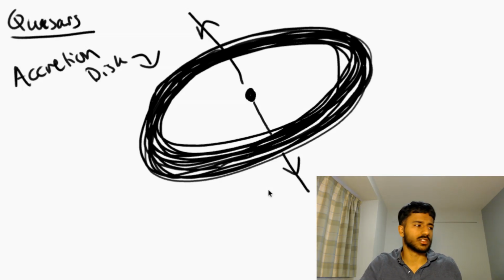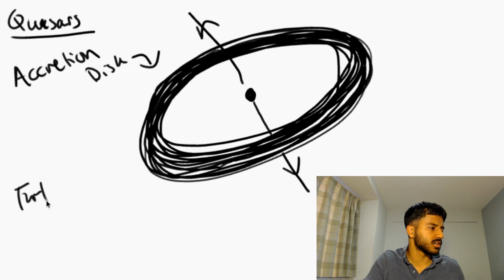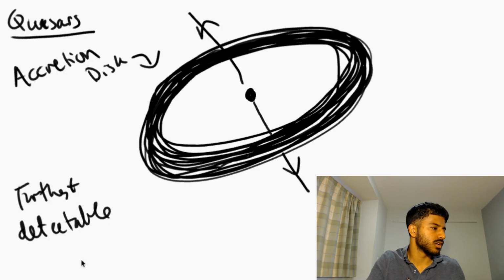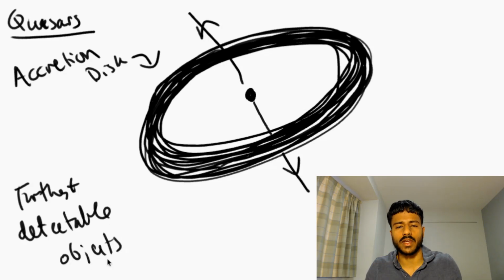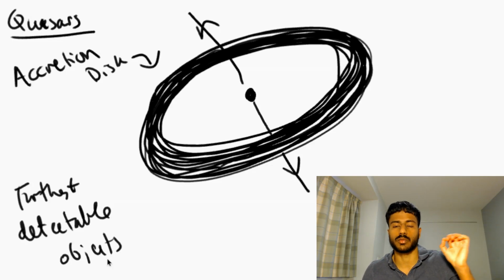What's special about quasars is that these are the furthest detectable objects in our universe, and that is because they emit such a great amount of energy that we can detect them from so far away. So these could potentially emit the amount of energy equivalent to hundreds of galaxies put together. And it's because of this massive amount of energy that these quasars can be detected from so far away.